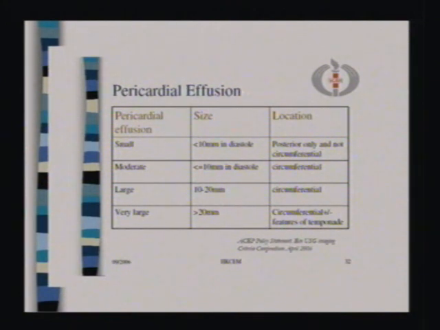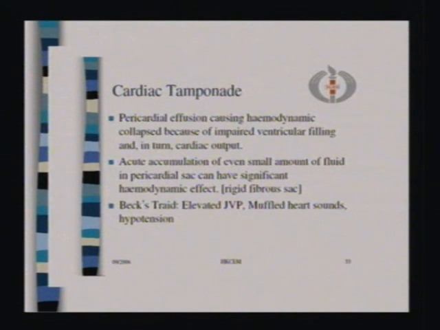When you see a pericardial effusion, how do you grade it? A small effusion, a moderate effusion, a large effusion, or a very large effusion? If it is less than 10 millimeter in diastole and is only posterior and not circumferential, it is called small. If it is less than or equal to 10 millimeter but circumferential, it becomes moderate. Large is about 10 to 20 millimeter and circumferential, and very large is more than 20 millimeter, circumferential, with or without features of tamponade.